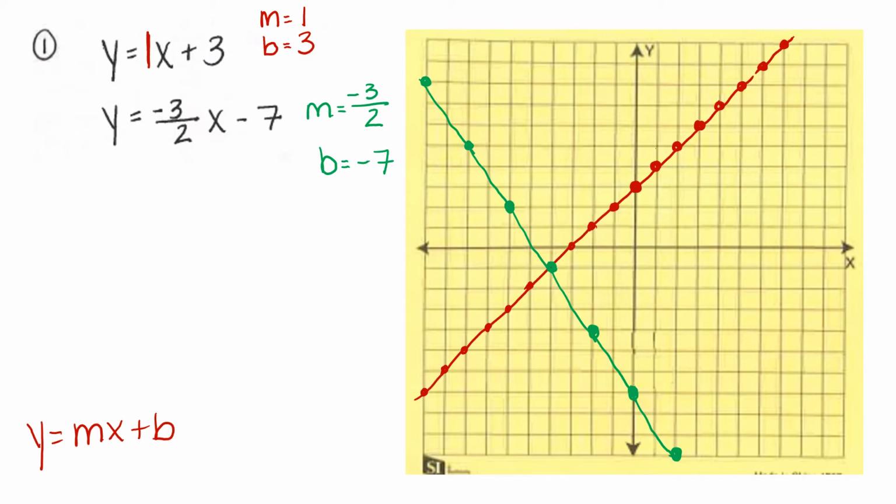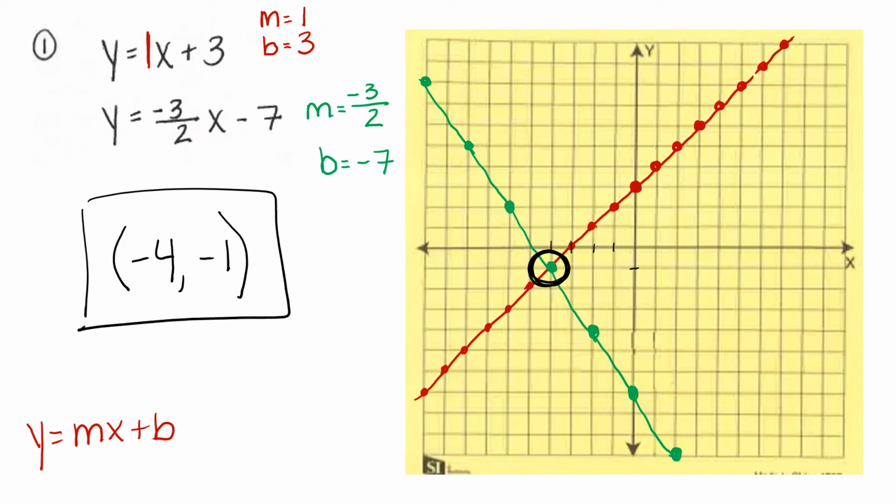And we want to look and see where the lines cross. Our lines cross at this point here, which is at 1, 2, 3, 4. It's at negative 4 and then negative 1. Negative 4, negative 1 is our final answer because that is where our two lines intersect.